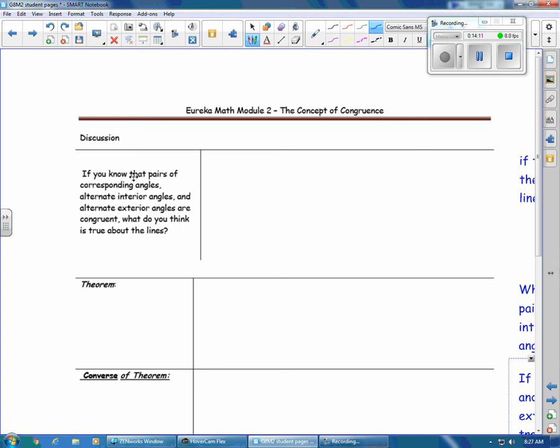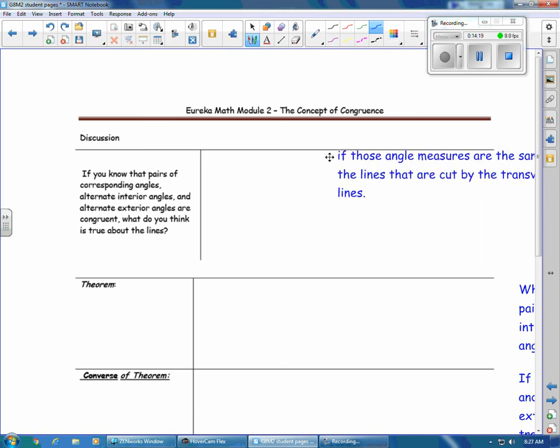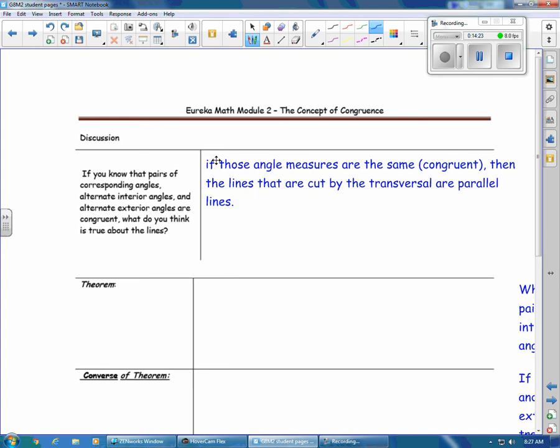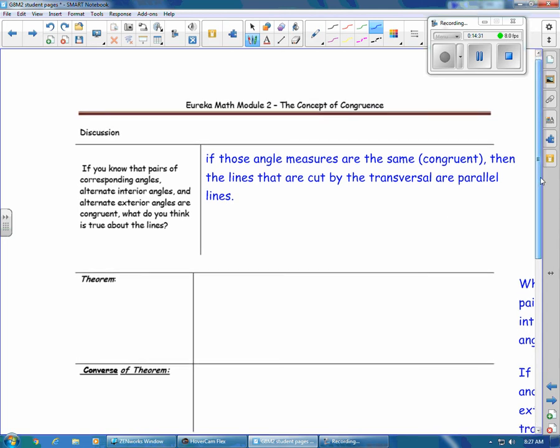Okay. If you know that pairs of corresponding angles, alternate interior angles, alternate exterior angles are congruent, what do you think is true about the lines? So if I'm given all of that information, if those angle measurements are all the same, so they're congruent, then the lines that are cut by the transversal are parallel lines. Okay? So this is going to bring us to a geometric theorem.